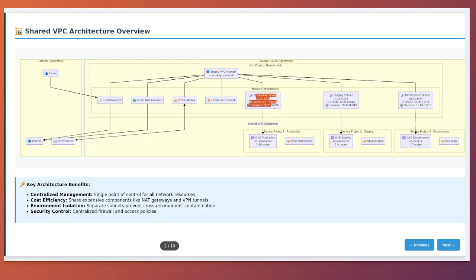Notice how each environment, production, staging, and development, gets its own subnet with dedicated IP ranges, but they all share the same underlying network infrastructure. This provides isolation while enabling resource sharing.